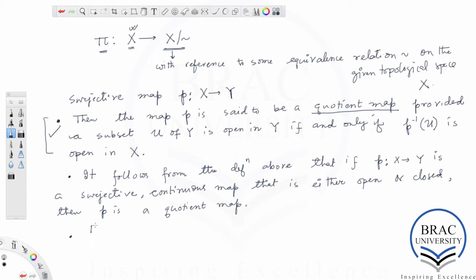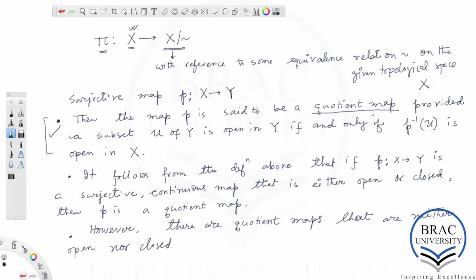So the third point is that, however, there are quotient maps that are neither open nor closed. Please refer to exercise 3, page 145 of Munkres' book. It is instructed that you work out this exercise.